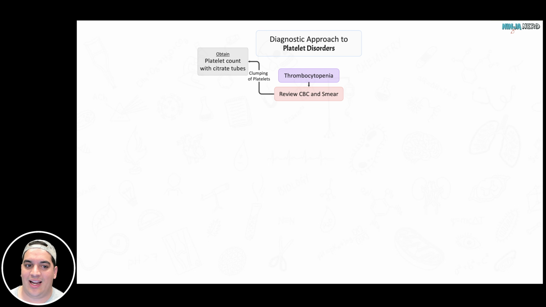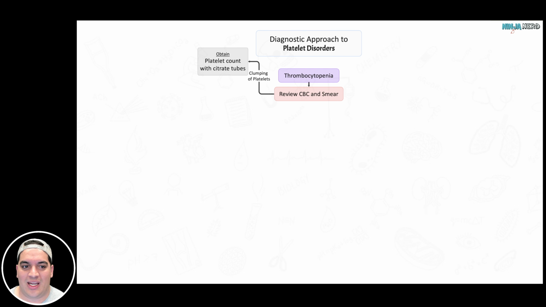So imagine here I take a CBC and I look under the peripheral blood smear and I see a bunch of platelets just clumped together. If those are all clumped together, the machine reads it as though the amount of platelets that are freely available are really, really low. Right? So it doesn't actually give you a true calculation. So it's kind of like a pseudo thrombocytopenia, if you will.